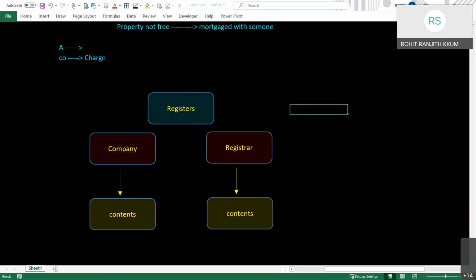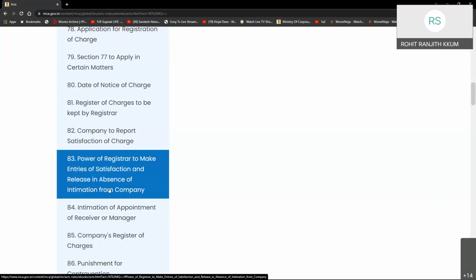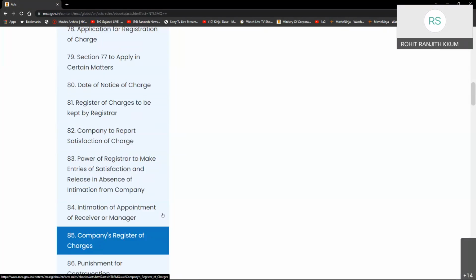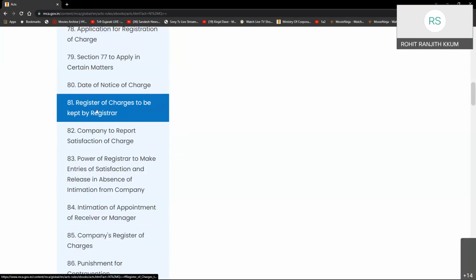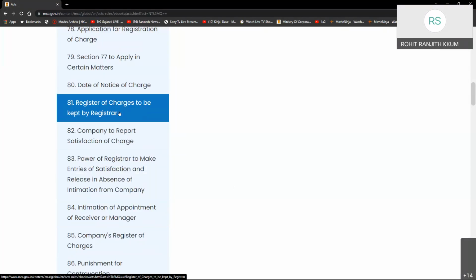Okay. So this kind of question is very easy. Don't panic even if you have not read it. If you just apply your brain a little bit, you can definitely get to know what exactly this provision is trying to say. So look at section 81 and section 85. Are you able to see this? Section 81 is talking about the register of charges to be kept by the registrar, and 85 is talking about the company's register of charges. So basically these two are very easy questions.